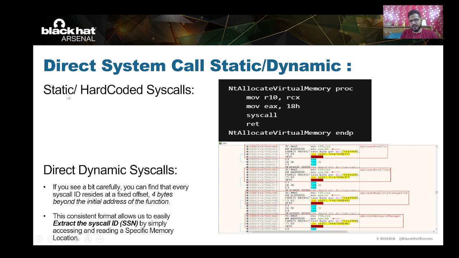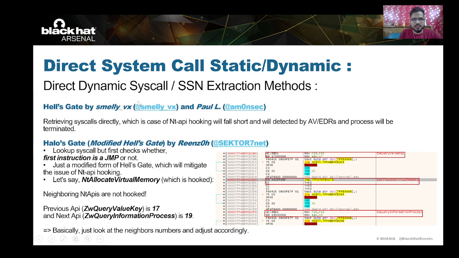There are two types of direct system call, static as well as dynamic. Static means the hard-coded system call, and this assembly procedure is used. This shows the system call stub that we are hard coding in the malware.exe process. And for direct dynamic syscalls, we would be retrieving syscalls dynamically at runtime.